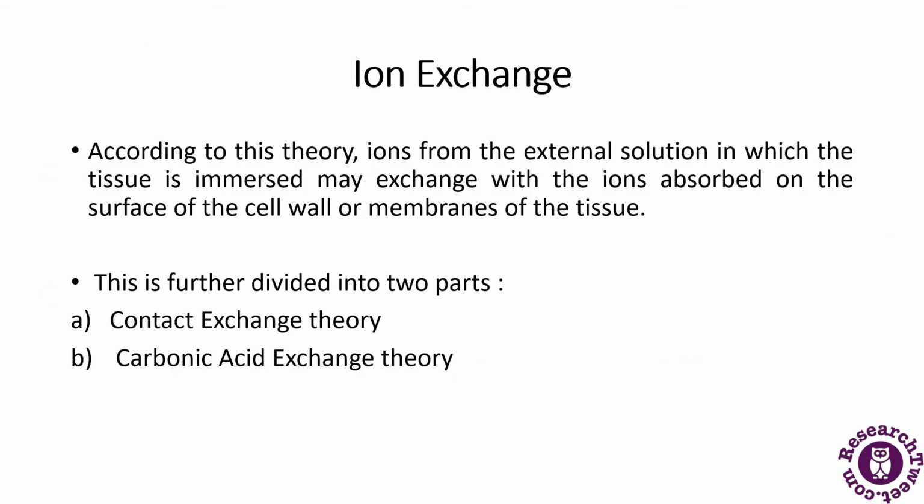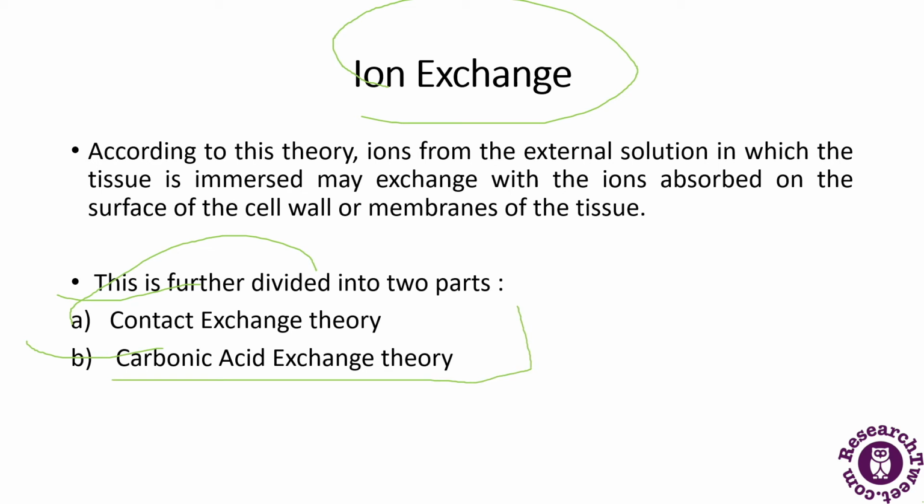So first, ion exchange. According to this theory, ions from the external solution in which the tissue is immersed may exchange with the ions absorbed on the surface of the cell wall or the membrane of the tissue. So it is responsible for the absorption on the surface of the cell wall or membrane of the tissue. Now ion exchange has been further divided into two parts. What are the two parts? The contact exchange theory and the carbonic acid exchange theory. So these are the two parts into which the ion exchange theory has been further divided.